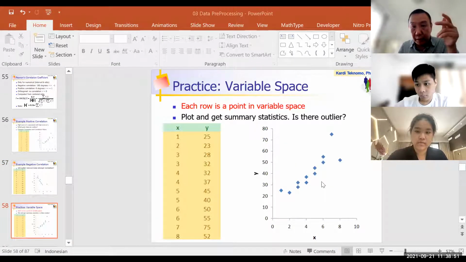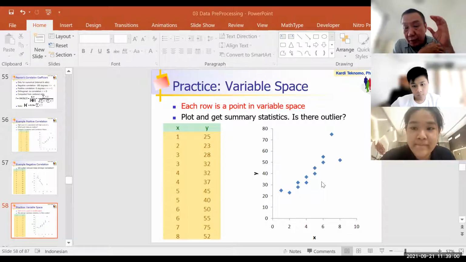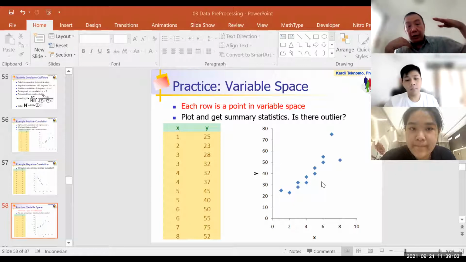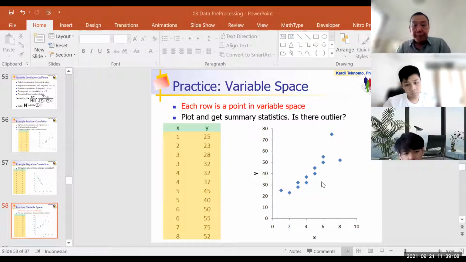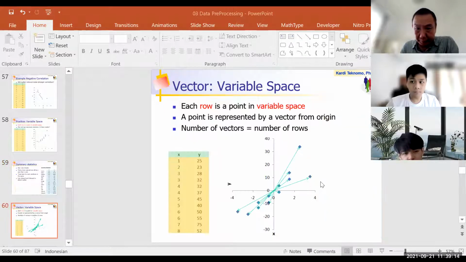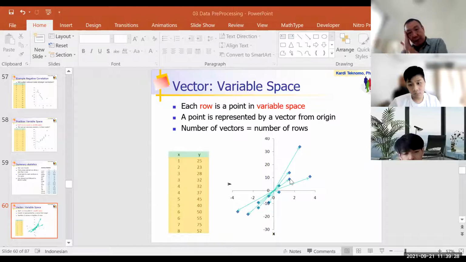Now, last meeting, we also discussed the variable space and object space. I hope you still remember. If you look at the data table and you look at each row as a point, then you can plot that as variable space, something like this. The point is represented by a vector from the origin, so the number of vectors is the same as the number of rows.